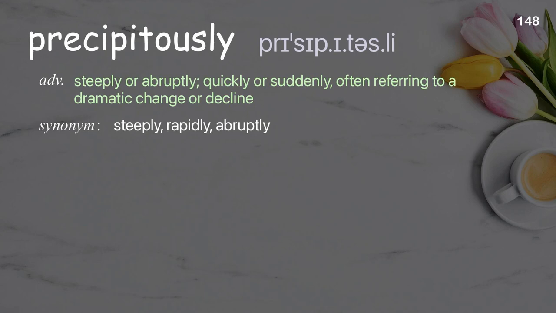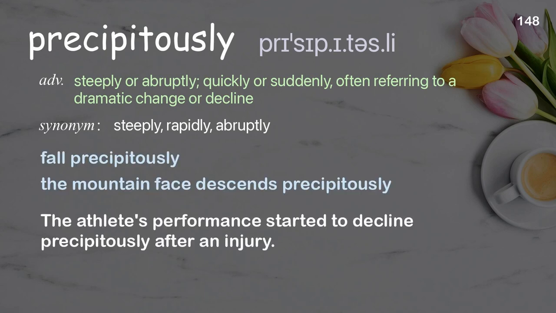Precipitously. Steeply or abruptly, quickly or suddenly, often referring to a dramatic change or decline. Examples: fall precipitously. The mountain face descends precipitously. The athlete's performance started to decline precipitously after an injury.